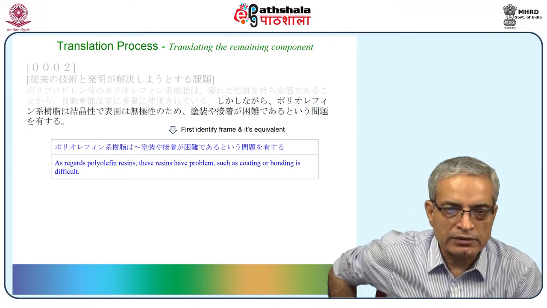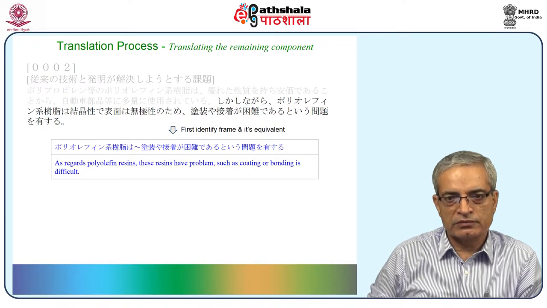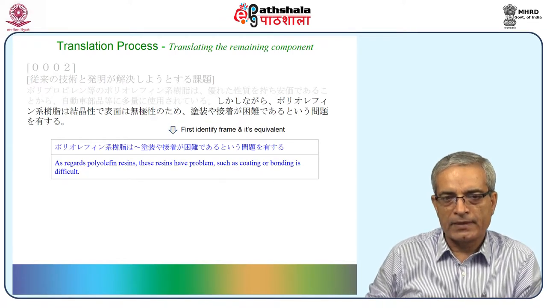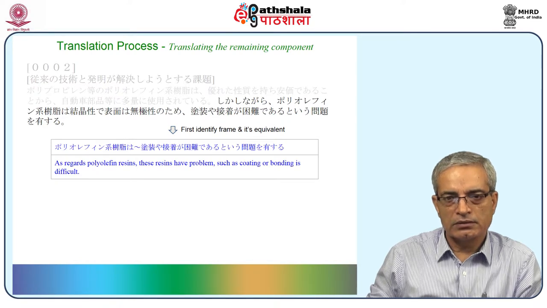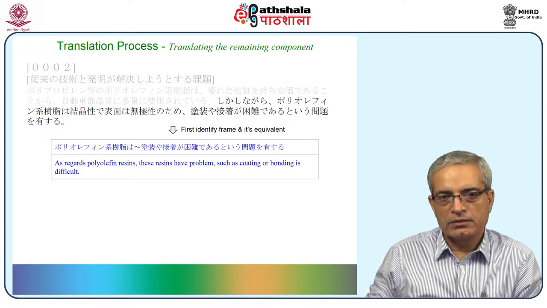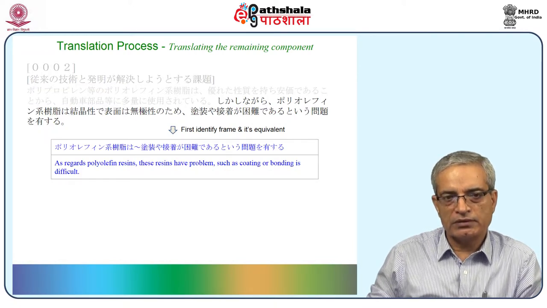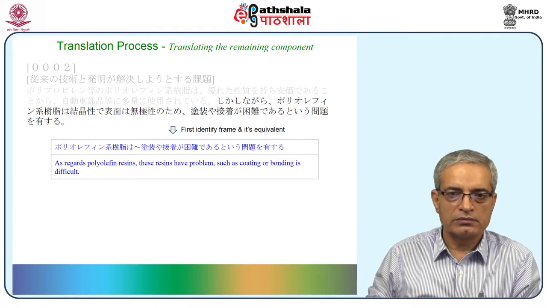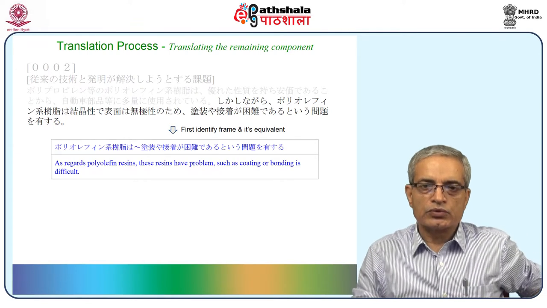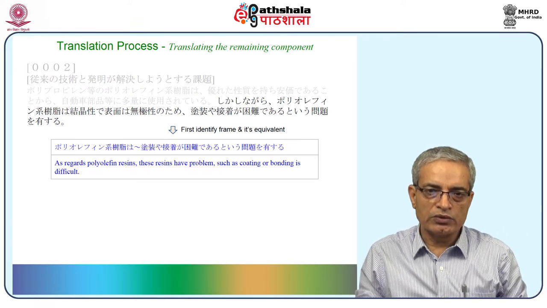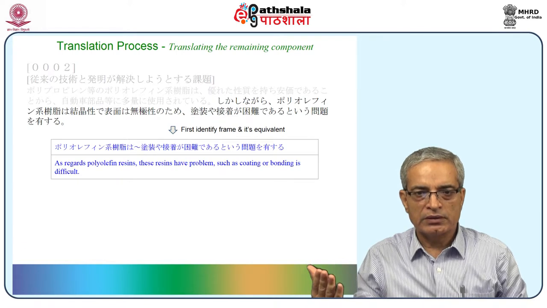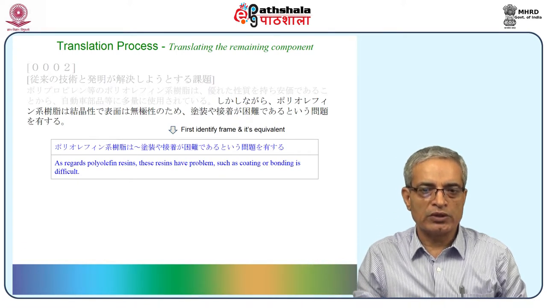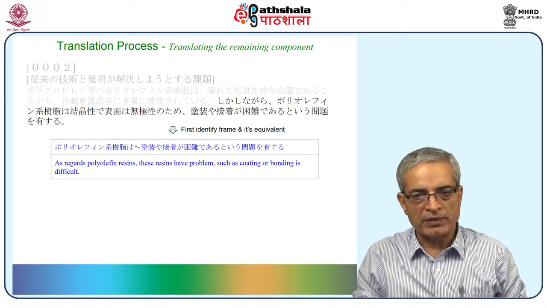Yeah, this is the second part of that second paragraph. So yes, Anu, please read out the Japanese part. Shikashi nagara. Pori orifin ke jushi wa kesho se ide yomen wa mukyo se ne tane toso ya se chakuga konnan de aru toyu mondayo yusuru. So as regards polyolefin resins, these resins have problems such as coating or bonding is difficult.